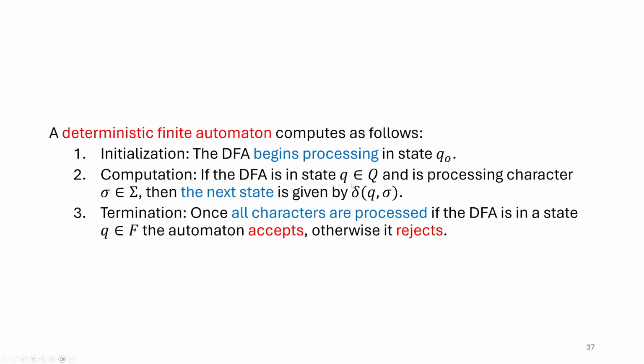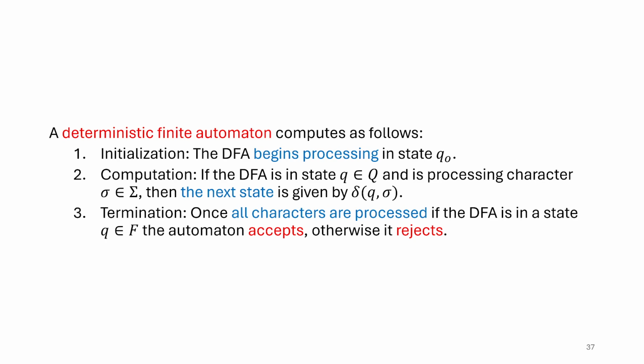Then we're going to use that transition function delta. We're going to plug in the Q, the state we're in, and the symbol that we're processing, and use that to figure out what the next state is. So what computation is doing is just an iteration of applying this rule.